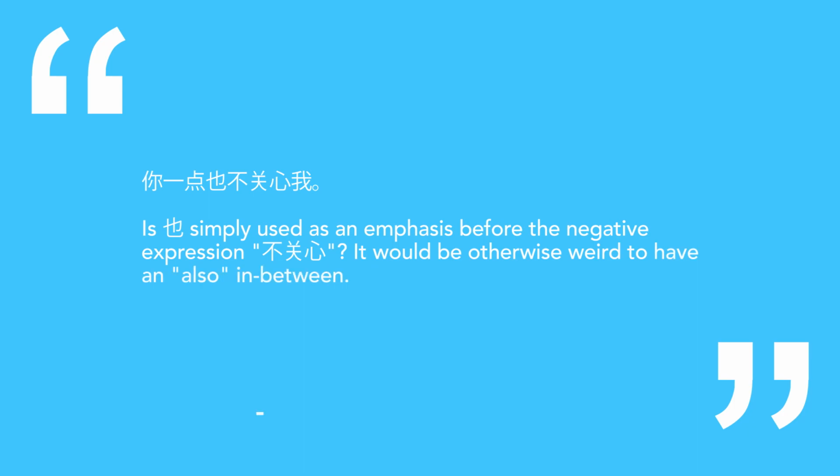Julie Lund on 关心 context. 你一点也不关心我 is 也 simply uses an emphasis before the negative expression 不关心. It would otherwise be weird to have an also in between. Yeah, so 一点也不 or 一点都不 is a set phrase which basically means not even a little bit, right? So 你一点也不关心我 is saying you don't care about me in the slightest, not even a little bit. 一点, 1 bit, also not, right? So it's like as if they're trying to say, maybe you care even the littlest bit, but it's like, no, you don't care even 1 bit, right?